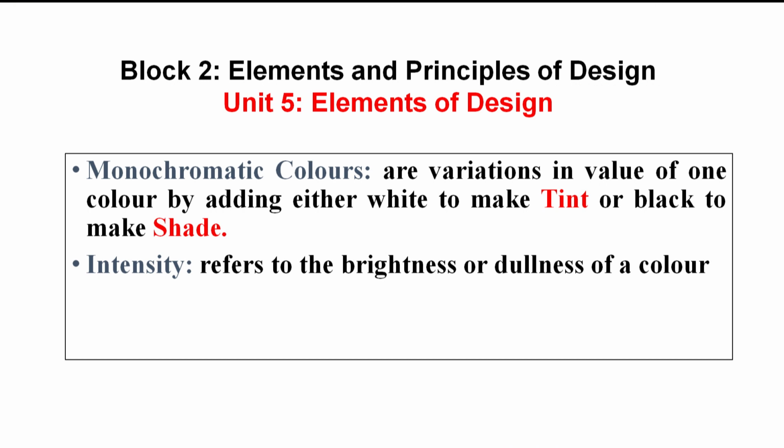Then there is one concept, monochromatic colors. Monochromatic colors are the variation in the value of one color by adding either white to make it a tint or black to make it a shade. Suppose we have a red color and we want to make the monochrome of red, we can add white to make it lighter, that is said as the tint. And when we mix black, we get the shade of that particular red color.